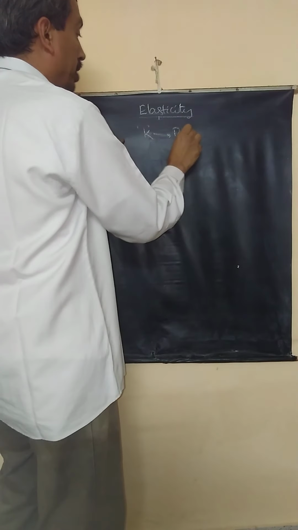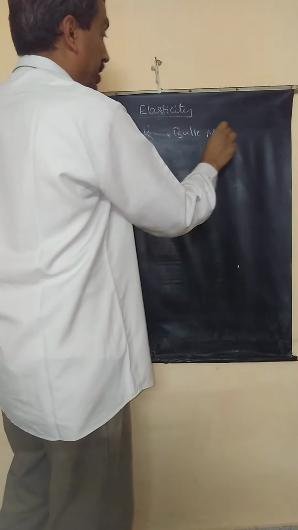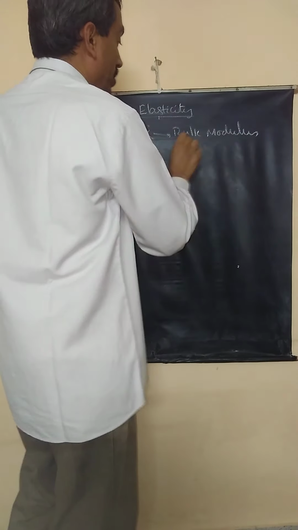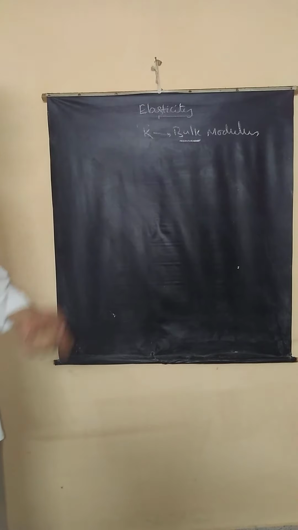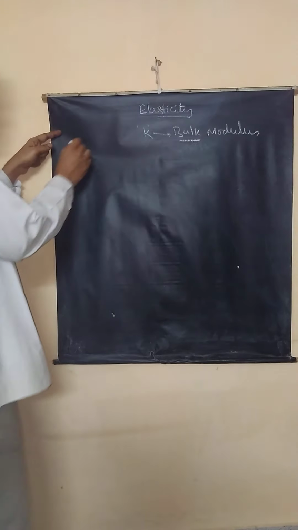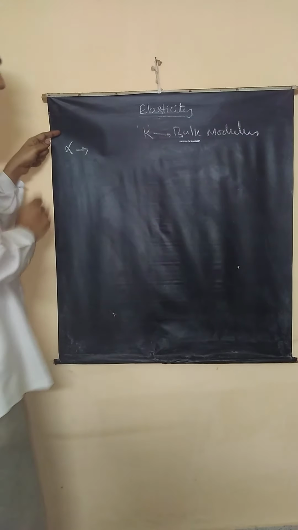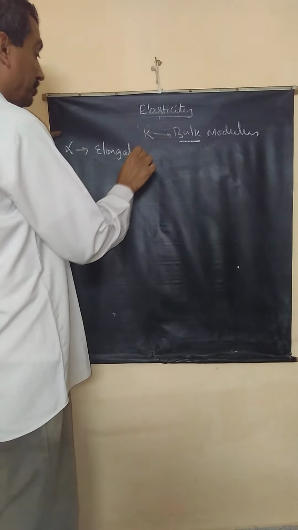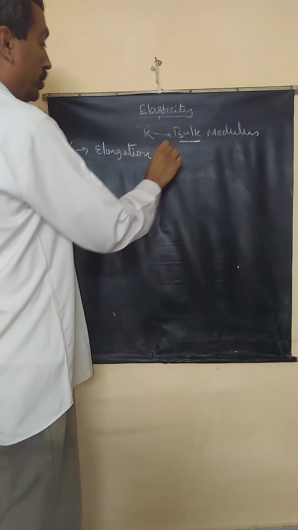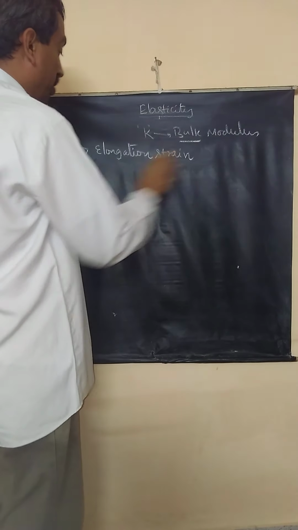Before deriving the bulk modulus of elasticity, I need to tell you about two parameters. The definitions of these two parameters are important to understand this. One is alpha. This is called the elongation strain. You need to know what elongation strain is.